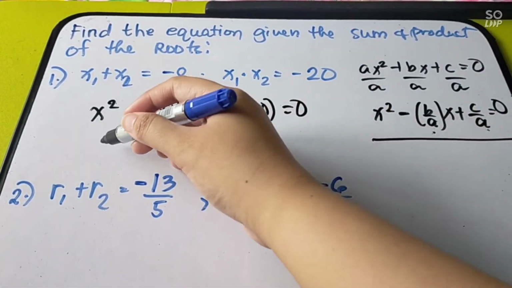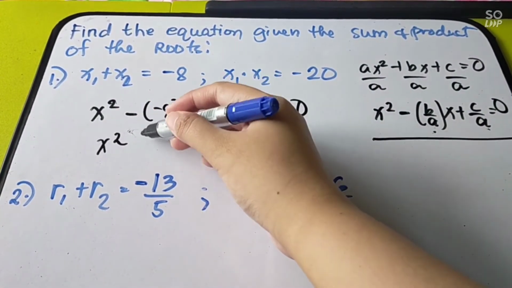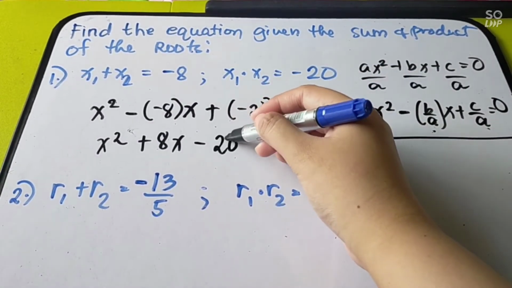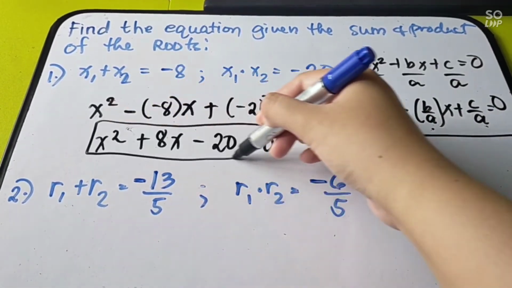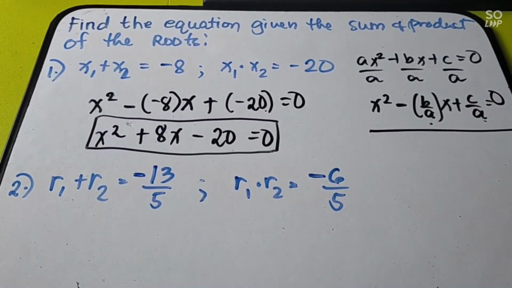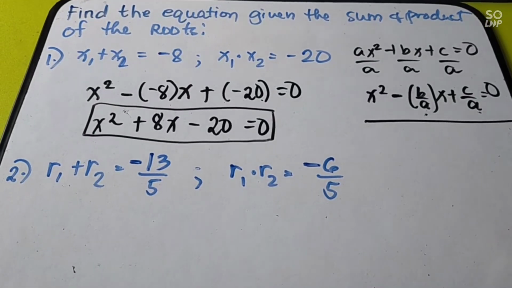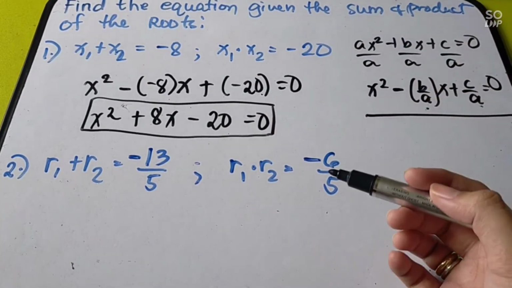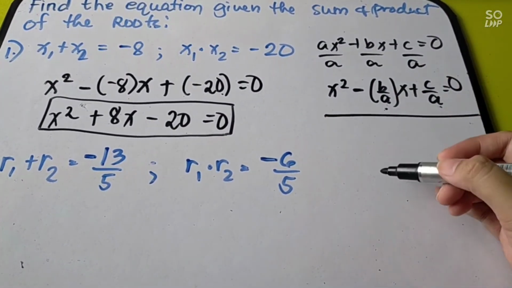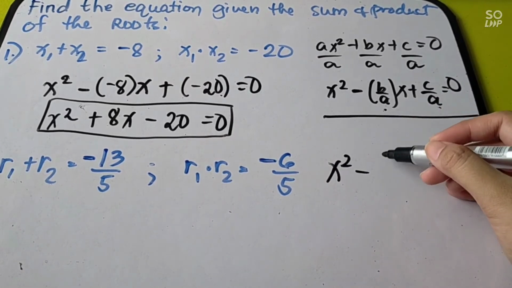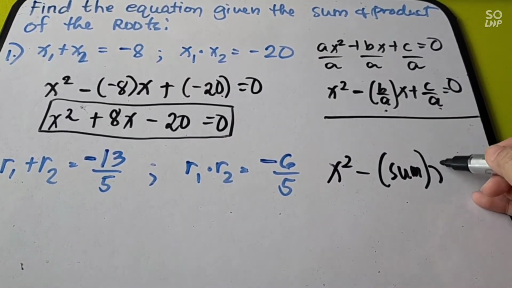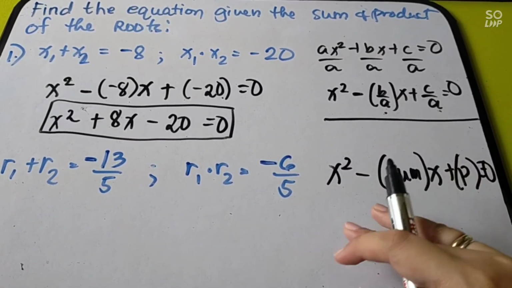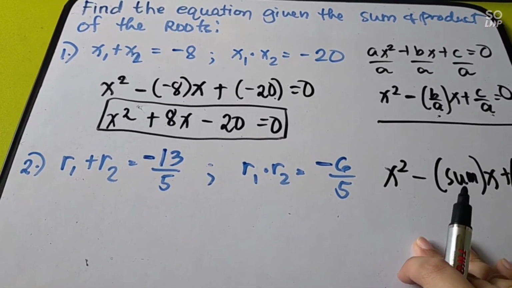Then, just simplify. So, you have here x squared. Negative times negative becomes positive 8x. Then, positive times negative, we have negative 20 is equal to 0. We're done. This is now your quadratic equation. Diba? Madali lang. That is it. Ito. R sub 1 plus R sub 2. R sub 1 and R sub 2 means roots din po. So, we have a formula here. We have here x squared minus the sum, then x plus the product is equal to 0.